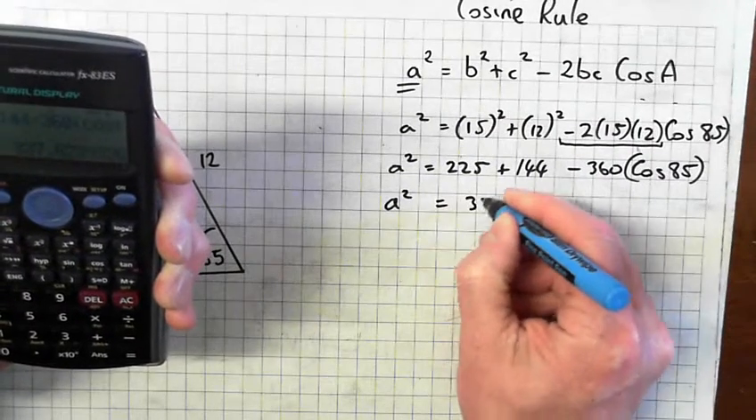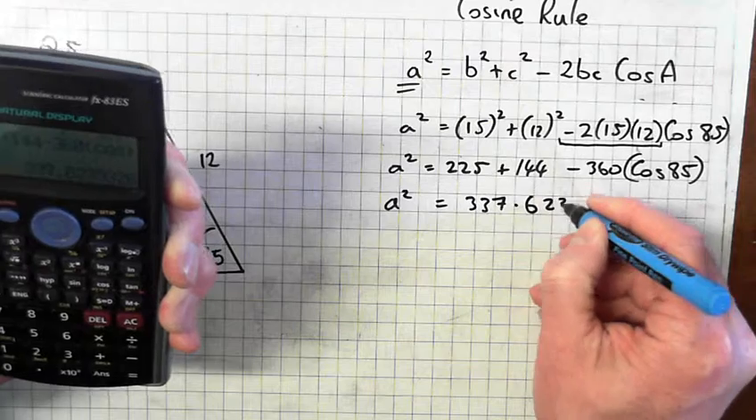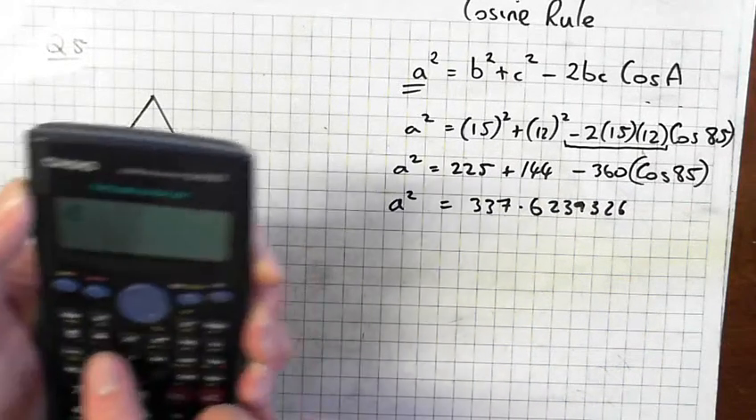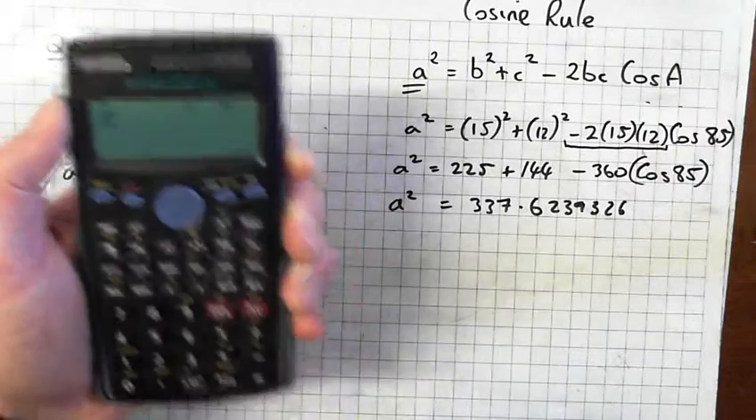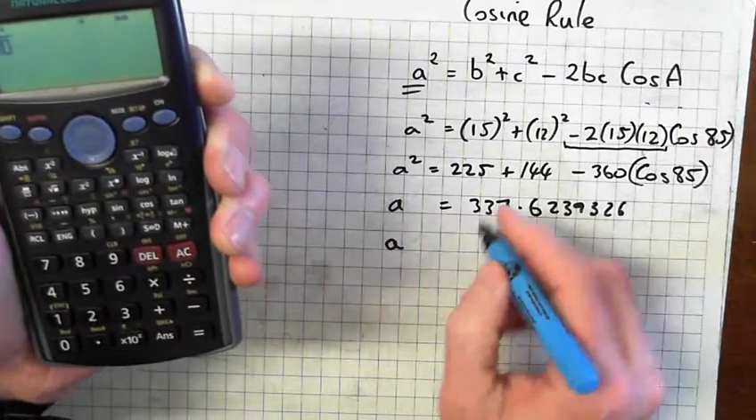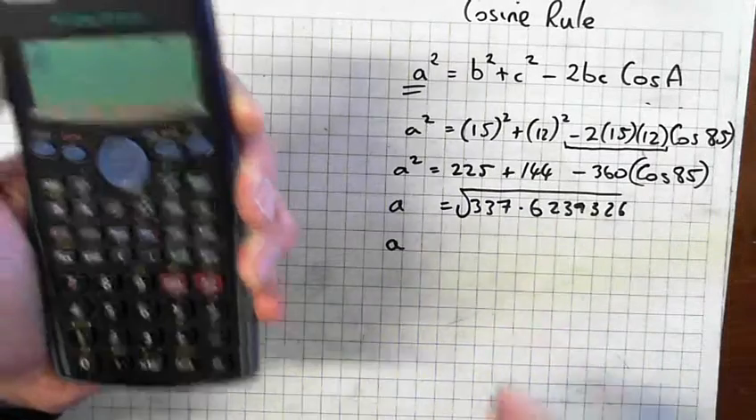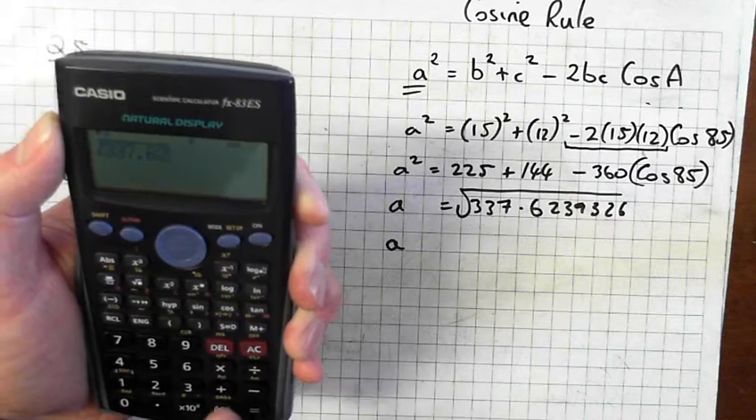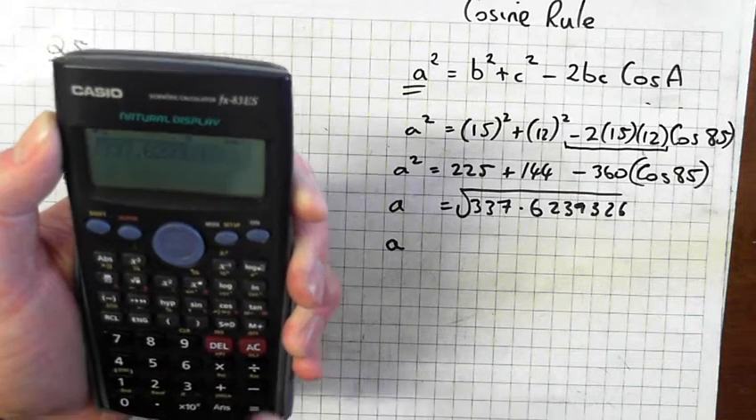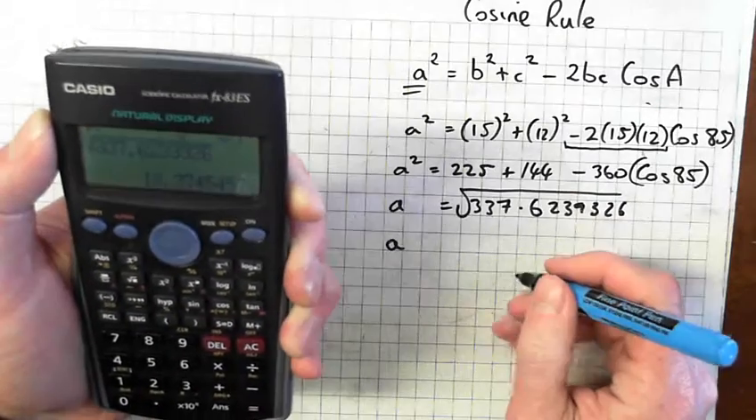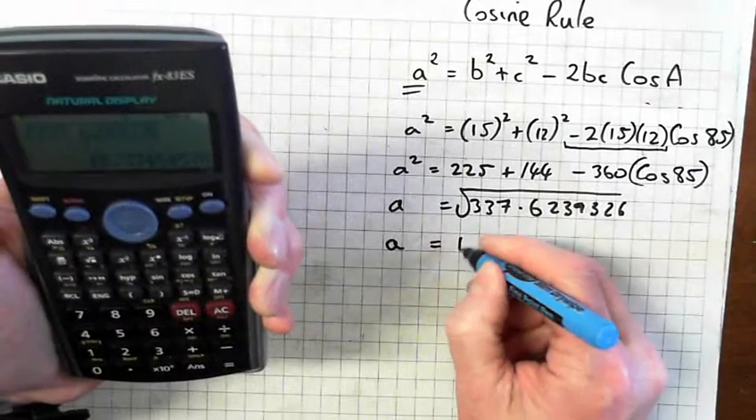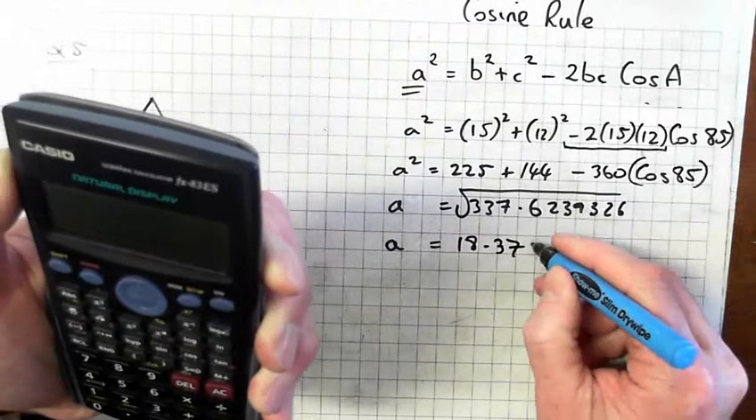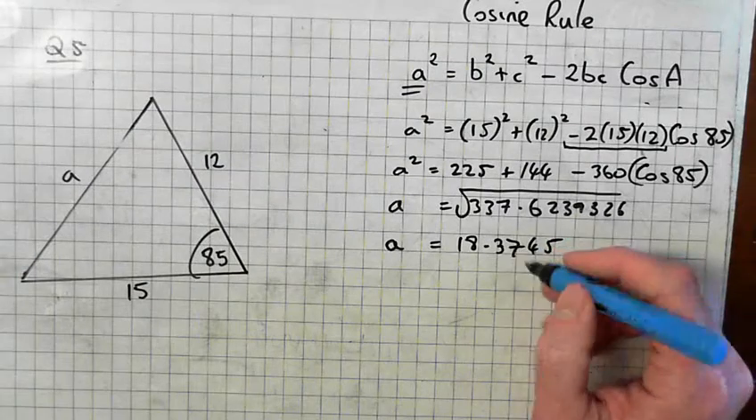Right, so a squared is equal to 337.6239326. Write it all down and then press the square root button. So a is equal to the square root of that, which is 18.3745, to 2 decimal places, 18.37.